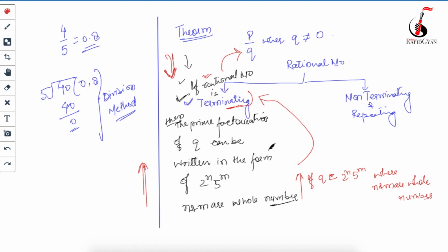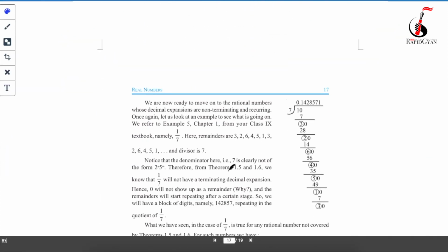Now coming to the relation with non-terminating and repeating. If q is not equal to 2 to the power n, 5 to the power m, then in that case those kinds of rational numbers are non-terminating and repeating. This is your third theorem, theorem 1.7.